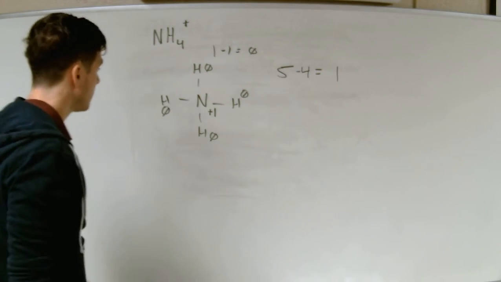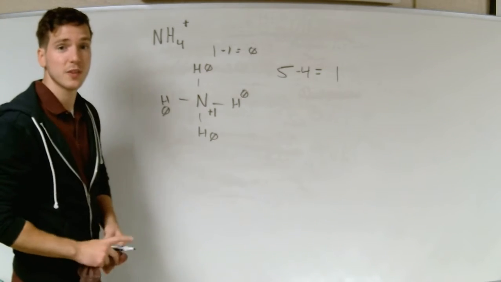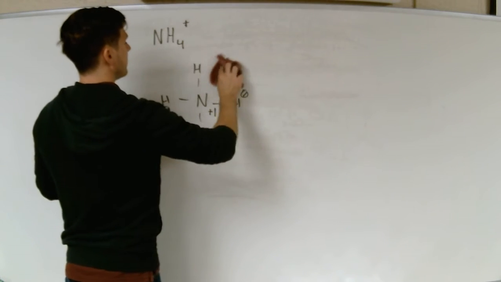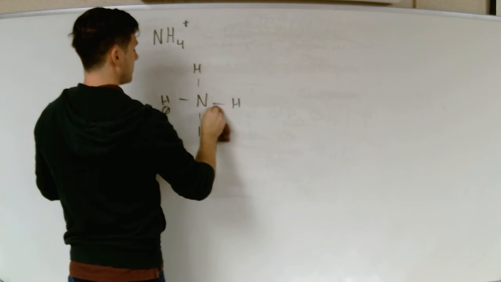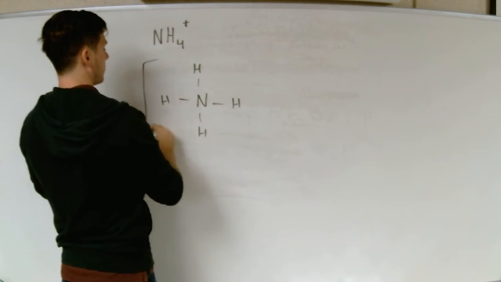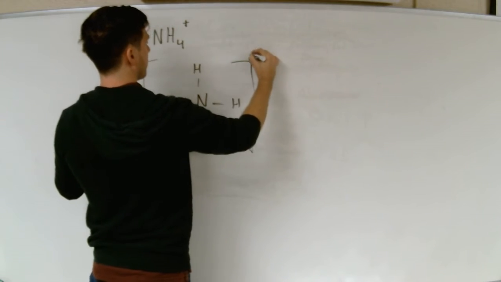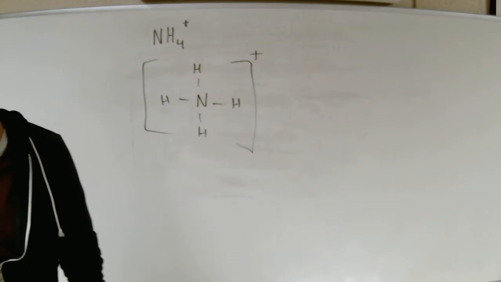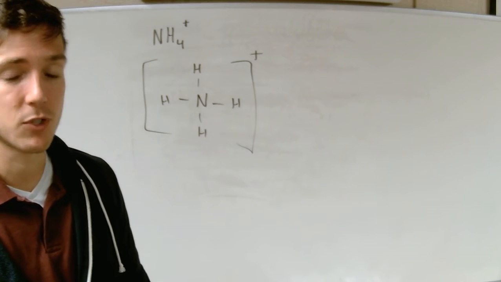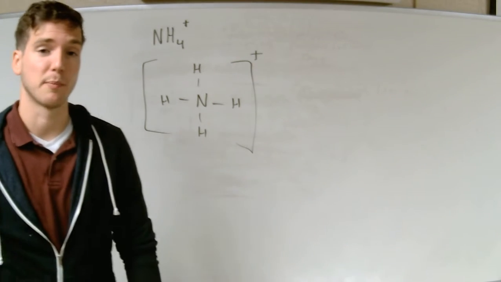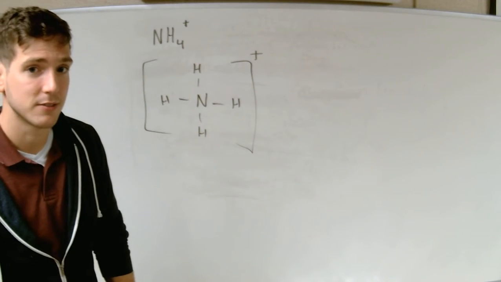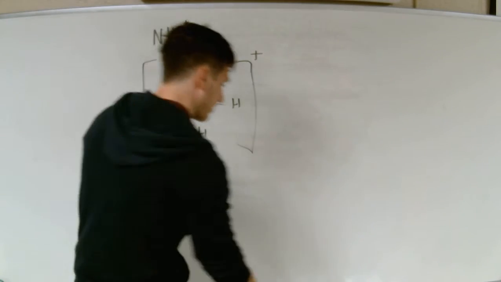What you'll end up doing, to show that this has a +1 charge, is you'll usually see that they get rid of these formal charges, and they put this whole thing in square brackets, and they put the plus sign on the outside. You don't see that too often, but it does happen. Okay? So, on the AP exam, they'll be asking you to draw the perfect Lewis structure based on formal charges. You'll have to do this a lot. Okay, let's look at a couple more examples.